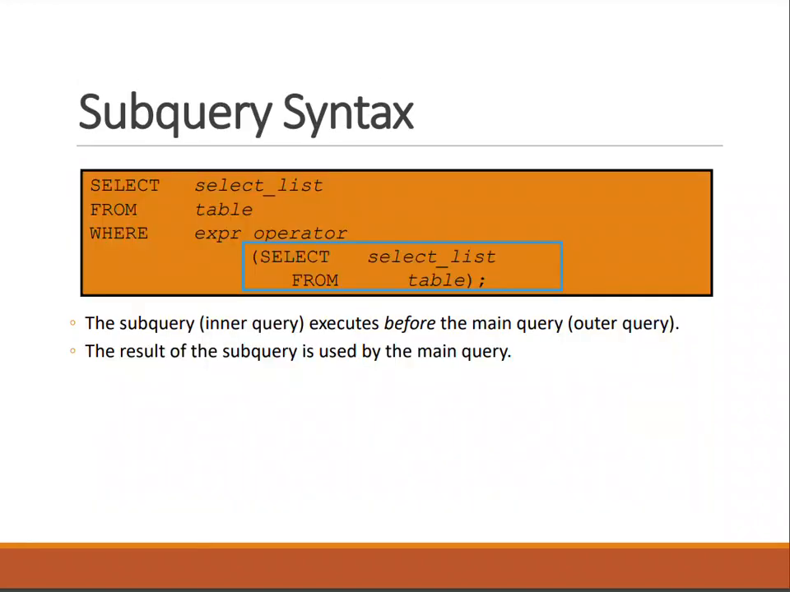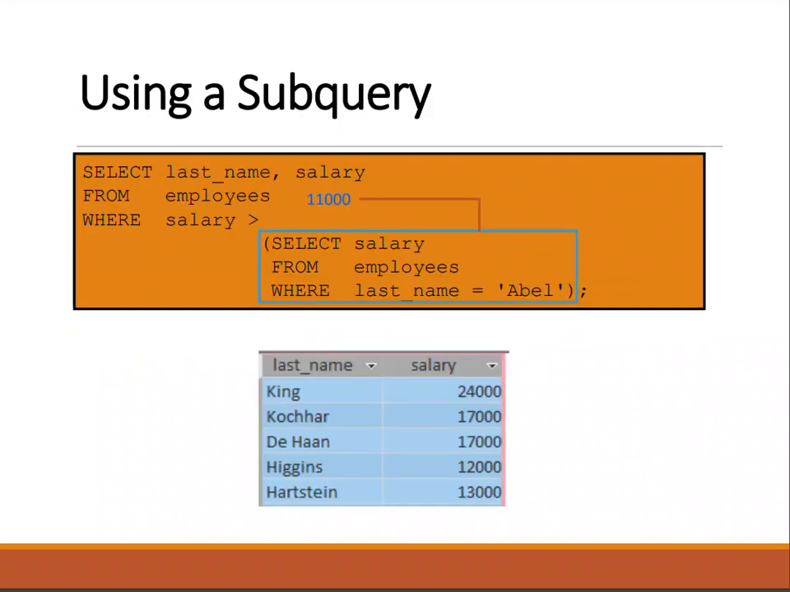Okay, so subquery syntax: select, then from which table, then where. So it is a query inside a query. The outer query is called the outer query, and the inner one is called the inner query, or the subquery. The subquery, the inner query, executes before the main query, so we put brackets so that it executes the inner one first. The result of the subquery is used by the main query. The output from the inner query will be used by the outer query.